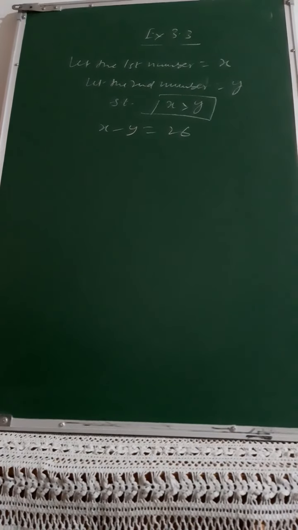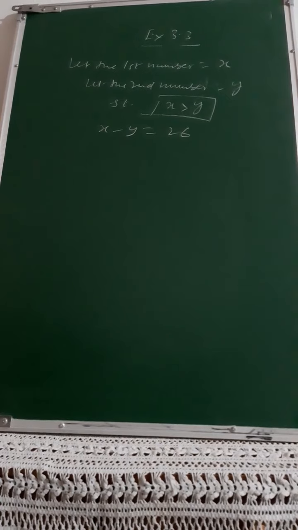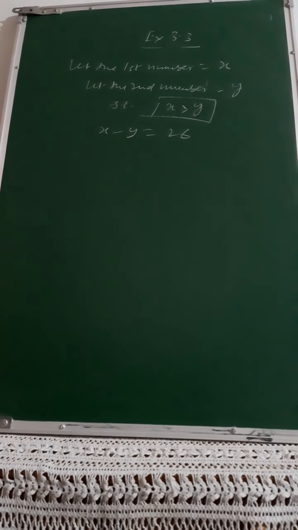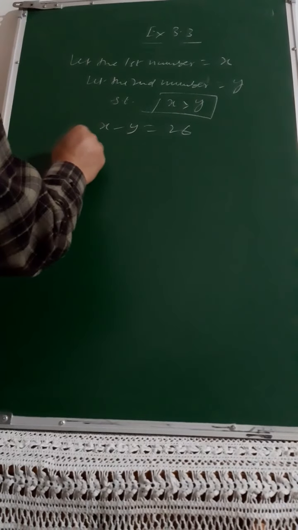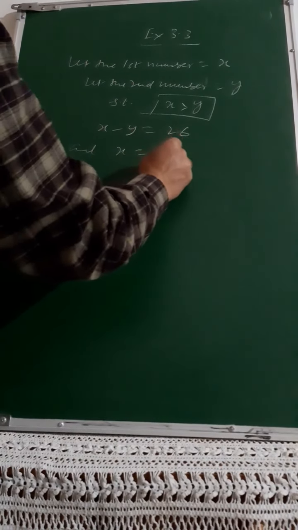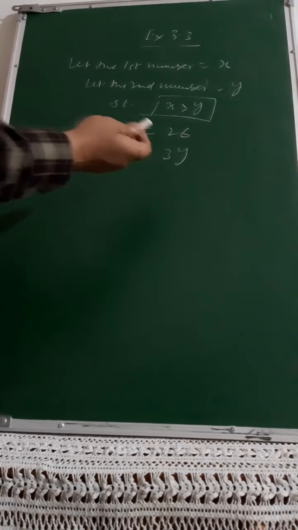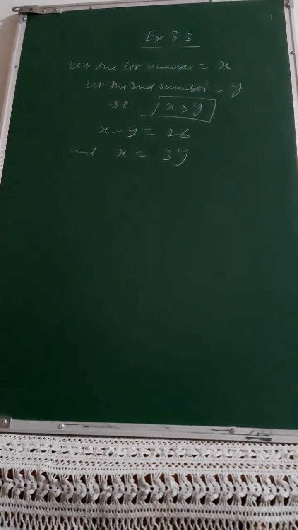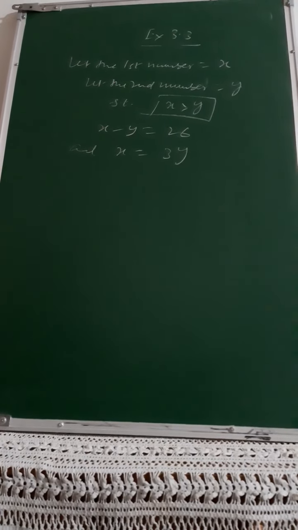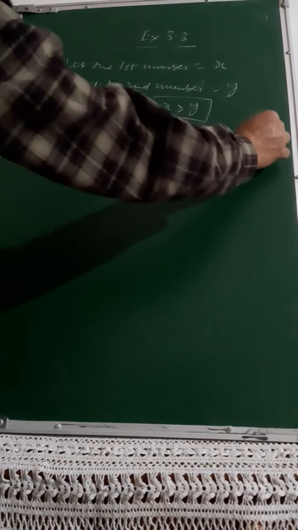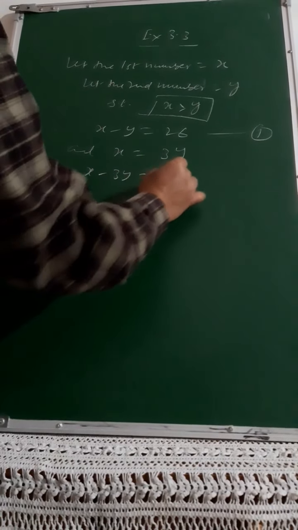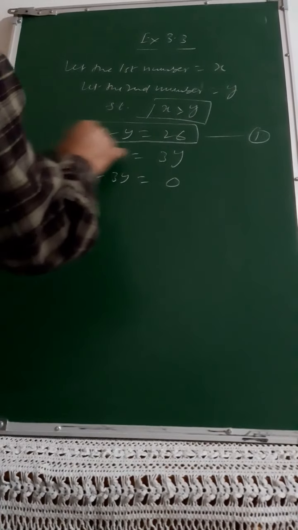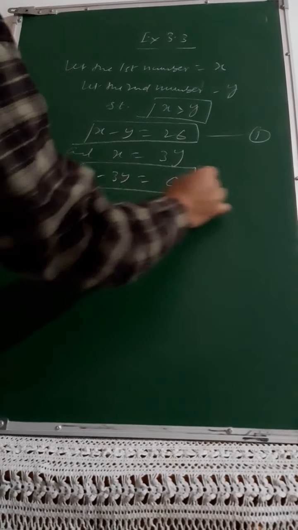So x minus y is the first equation now, and one number is 3 times the other. So the greater one, definitely, and what is given: x is equal to 3 times, because x is greater, so x is 3 times the smaller. So that is x is equal to 3y. This is the second condition. So this is your equation number 1 and this is your equation number 2.